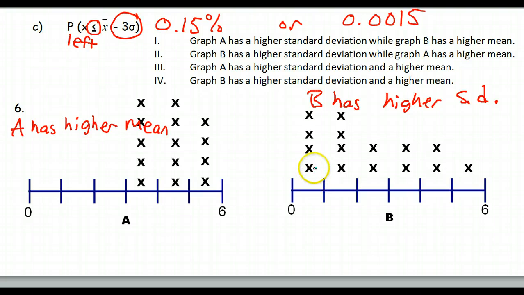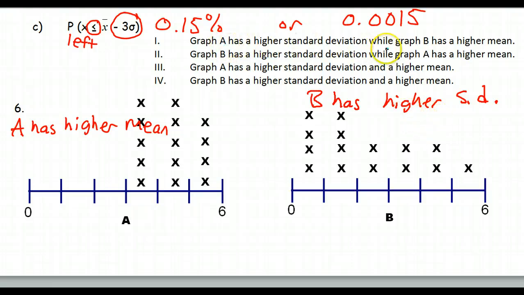So I've got your 1s, your 2s, your 3s, your 4s, your 5s, and your 6s. I have that full variety. Over here, I've just got my 6s, my 5s, and my 4s. All right, less variety. So A has a higher mean, B has a higher standard deviation. Basically, as far as this multiple choice, we're looking for the one that says that. A higher mean, B higher standard deviation.